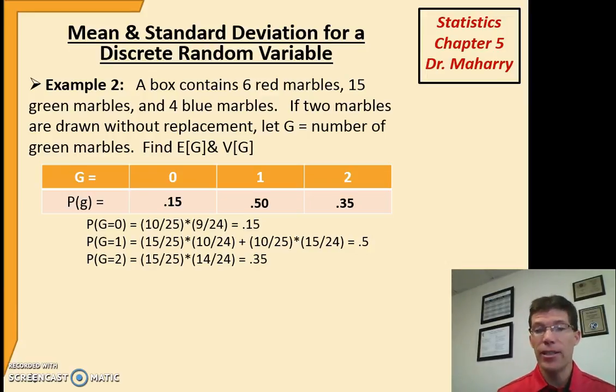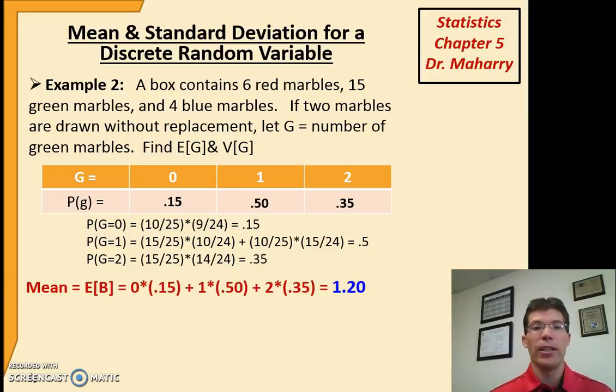Now, once I have these, I can plug into my mean and standard deviation formulas. The expected number of green marbles would be 0 times 15%, 1 times 50%, 2 times 35%. So on the average, I will draw 1.2 green marbles. Now again, in any one experiment, I would not draw 1.2 green marbles. But if I did this experiment over and over and over again, on the average, I draw about 1.2 green marbles.